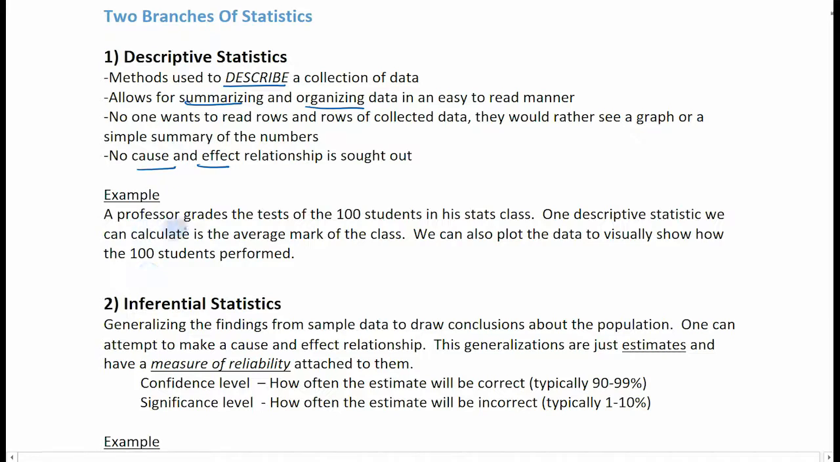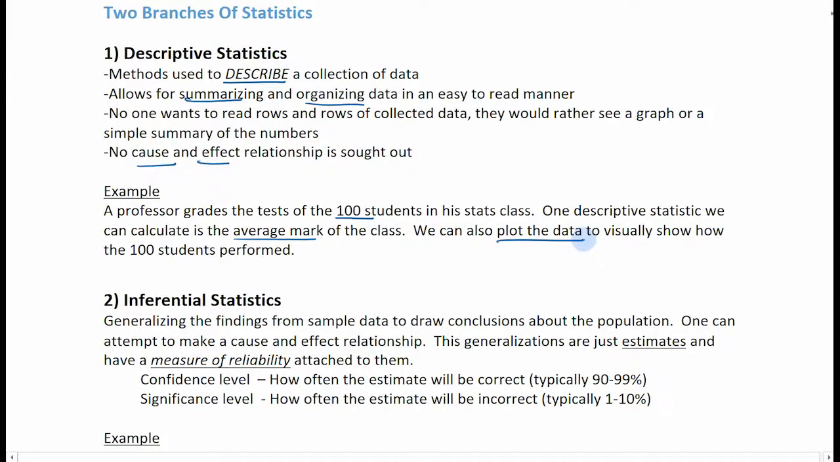For example, a professor grades the tests of the 100 students in his stats class. One descriptive statistic we can calculate is the average mark of the class. The average mark would be a single number that can summarize what the marks of the 100 students were. Another way we can summarize the data is to maybe plot the data visually, and that would also summarize the data, but in a visual way it would show us where all the marks lie. So that is one branch.